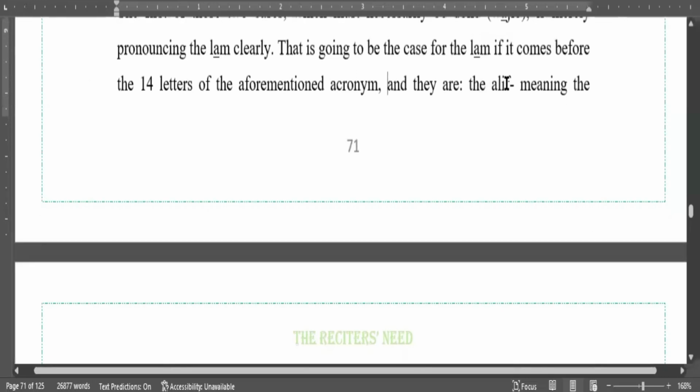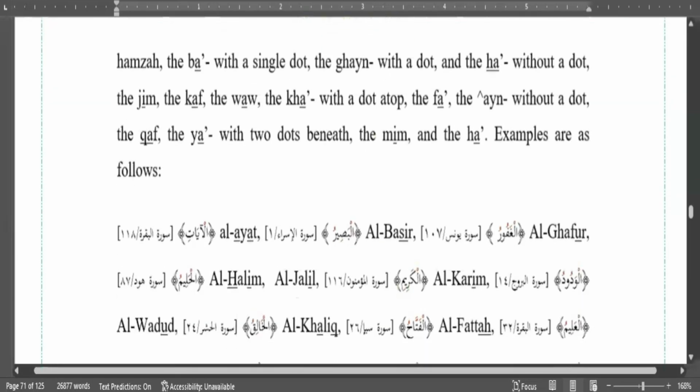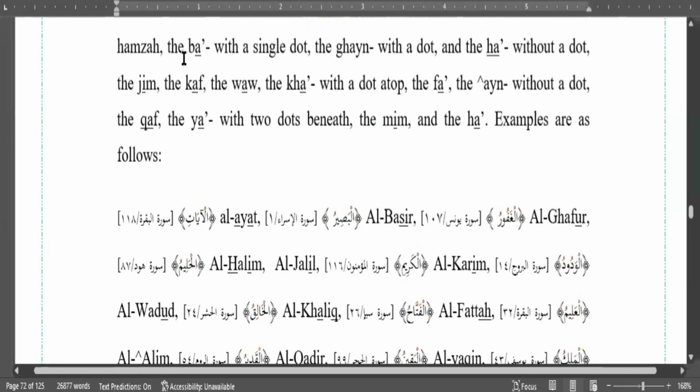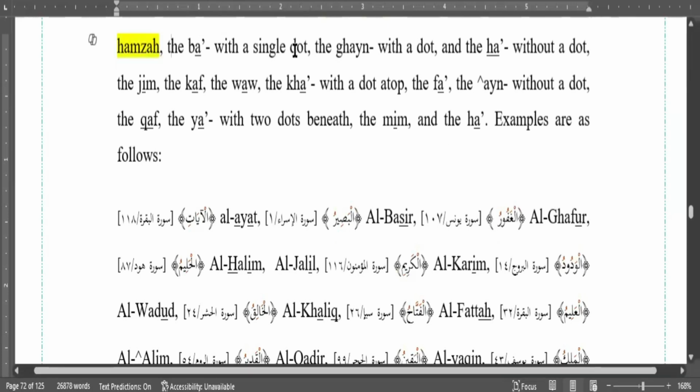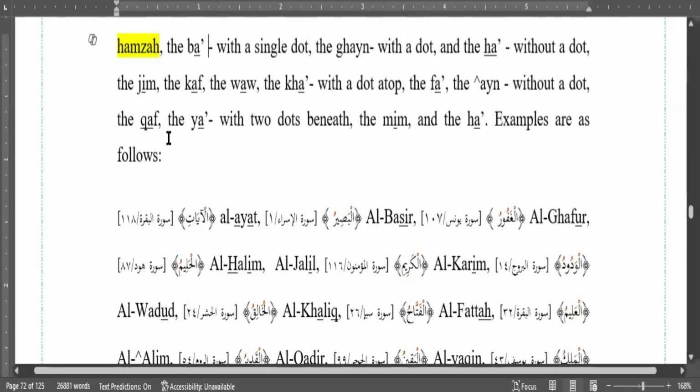And they are the alif, meaning the hamza, but it's going to be hamzatul qata'. This deserves a footnote here, just to explain what we already talked about. But I won't put it now. Let me just highlight it to remind myself, inshallah. The ba with a single dot, the ghain with a dot, the ha without a dot, the jim, the kaf, the waw, the kha with a dot atop, the fa, the ain without a dot, the qaf, the ya with two dots beneath, the mim and the ha.